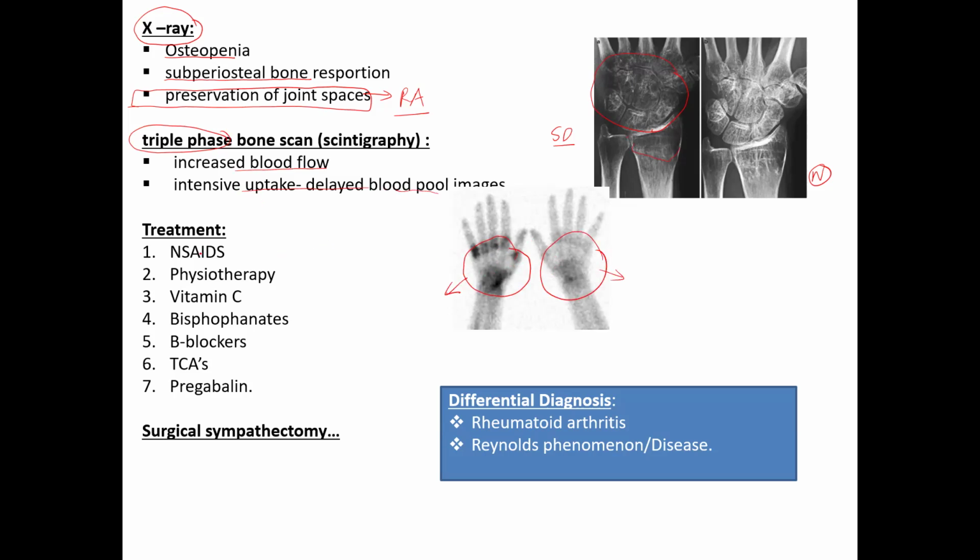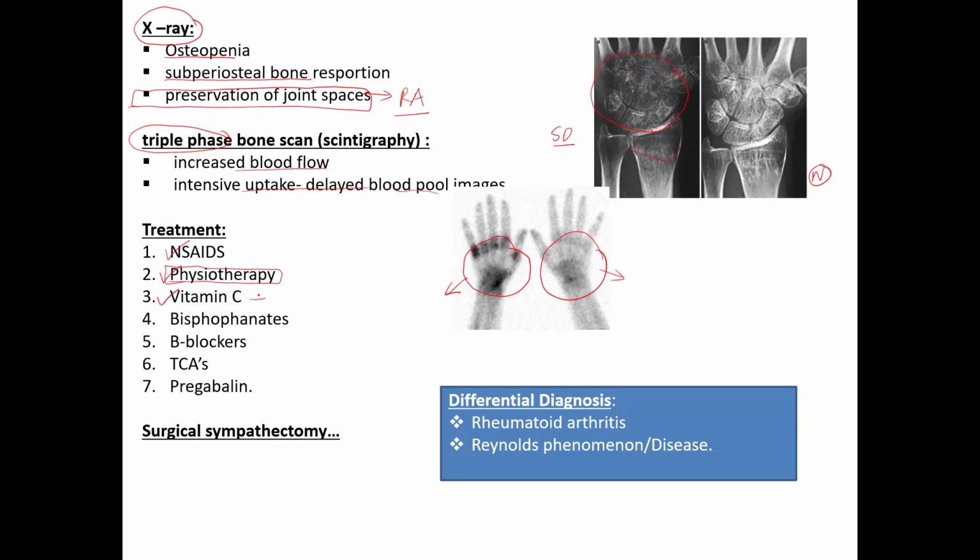So once you have diagnosed, how will you treat? The treatment is just time taking. Sometimes it improves in 3 to 4 months. Sometimes it takes a year to improve, but the patient needs some supportive treatment. So we can give NSAIDs. The patient should be advised physiotherapy because there is stiffness. So you need to keep on moving the joints to prevent the development of permanent contracture.